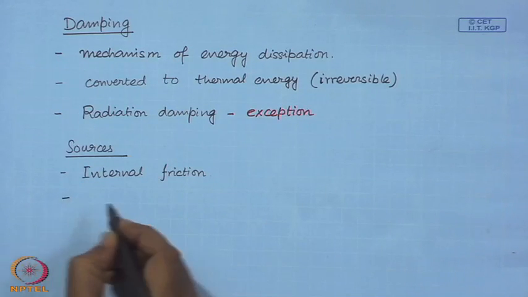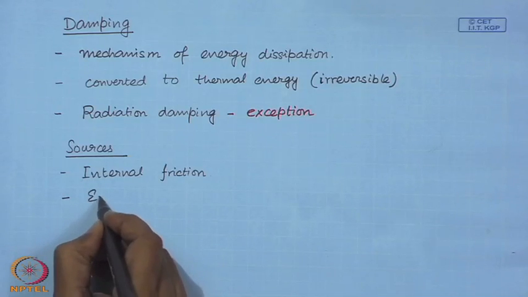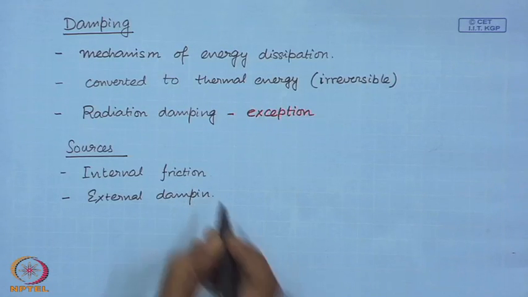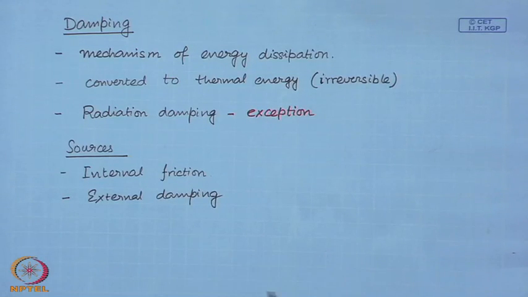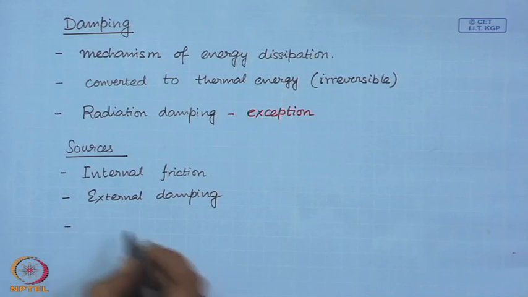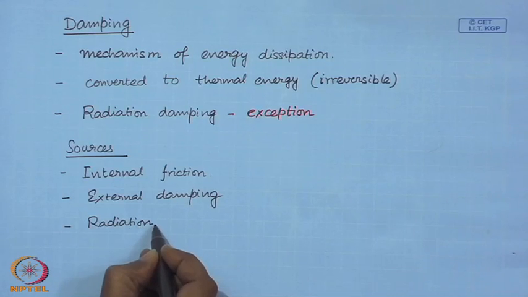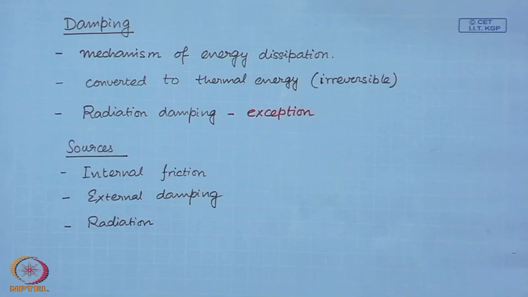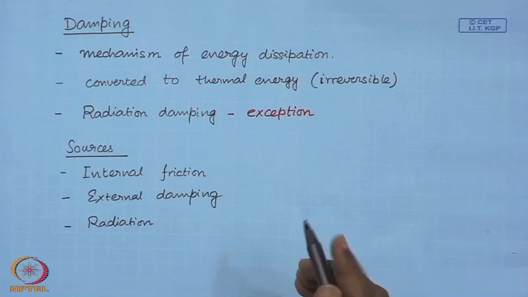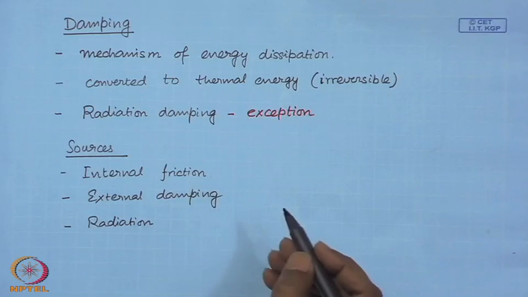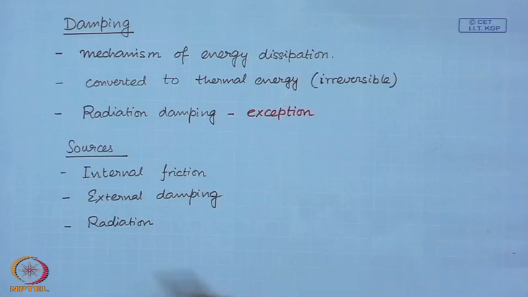The second source of dissipation is external damping. The structure might be interacting with an external fluid, and that provides damping. The third is of course the radiation of energy, so this is radiation damping. Now, we can have distributed damping or concentrated or lumped damping.